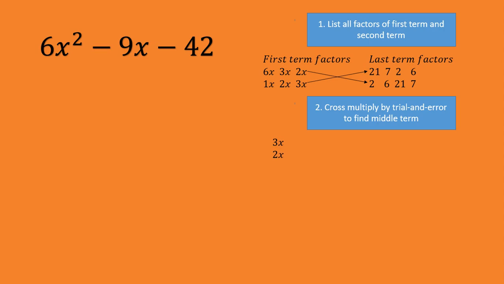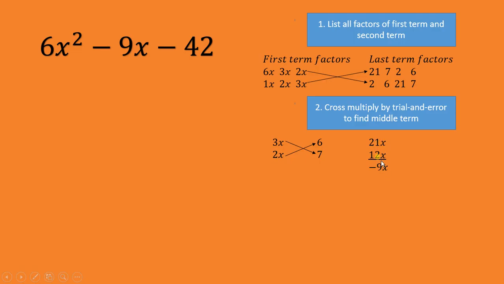In this case, if you take the 3x and the 2x and cross multiply with the 6 and the 7, it should give us the middle term, because 3 times 7 and 2 times 6 will give me 21x and 12x respectively, which can give me a minus 9x. So this was done through trial and error. We tried all of them, and only these two pairs can work. The only problem now is we need to find the signs of these two to give me a minus 9x.